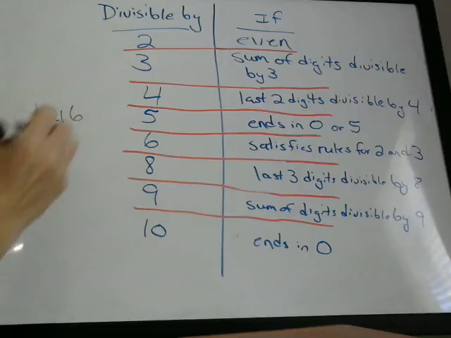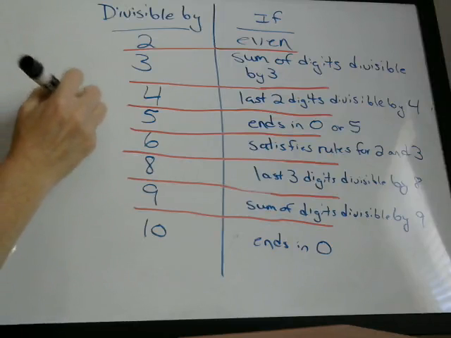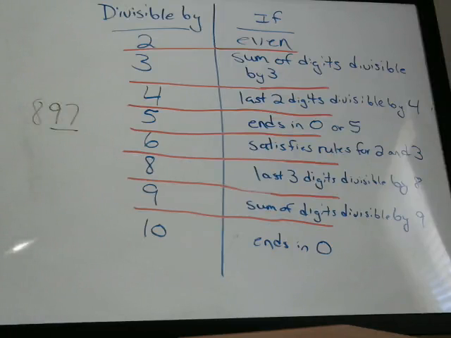1216, if we look at the last two digits, 16. Well, we know 16 is divisible by 4 because 16 divided by 4 is 4. So this number is divisible by 4. If we look at 897, these two digits, well, 4 does not go into 97 evenly. So this number, 897, is not evenly divisible by 4.